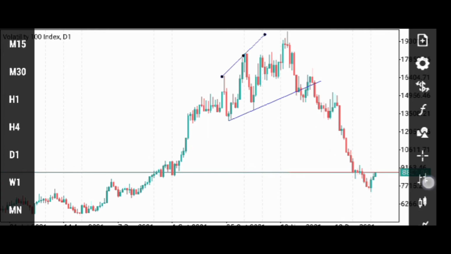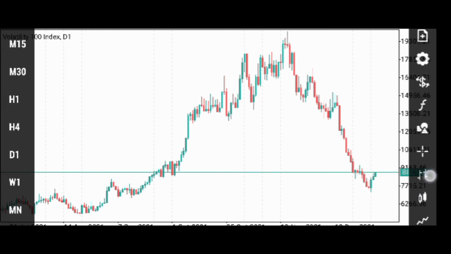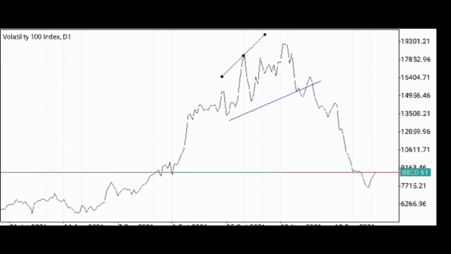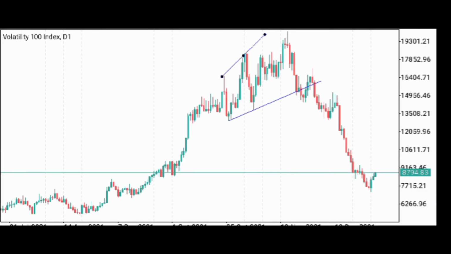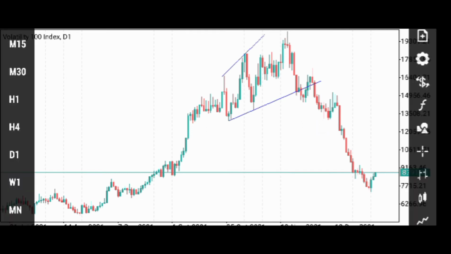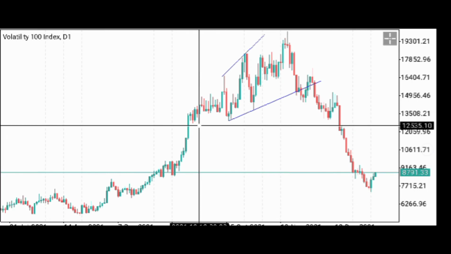Let me make a line chart. Where's the line chart? Yes. Okay, it's fine. We have a corrective movement here. It's some sort of an upward channel, or you might say an ascending channel, which shows that the buyers are no longer in power.